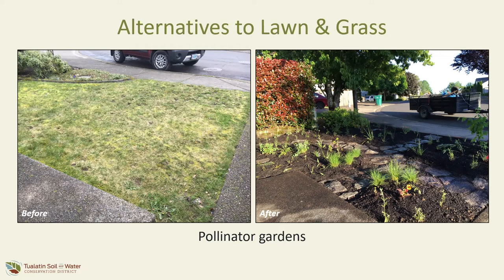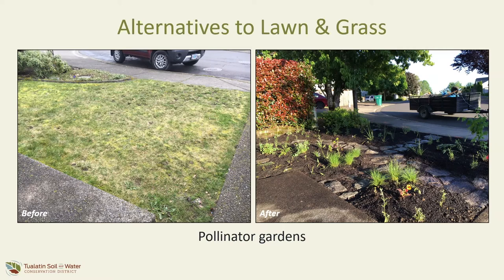So this homeowner decided to convert this space to a pollinator garden. And you can see the beginning of this garden in the photo on the right. They have just planted a variety of native plants that will provide good habitat for pollinators. And native plants are really well adapted to the local climate. So once they get established, they aren't going to require much maintenance in terms of water or fertilizer. So they're actually lower maintenance than the lawn.